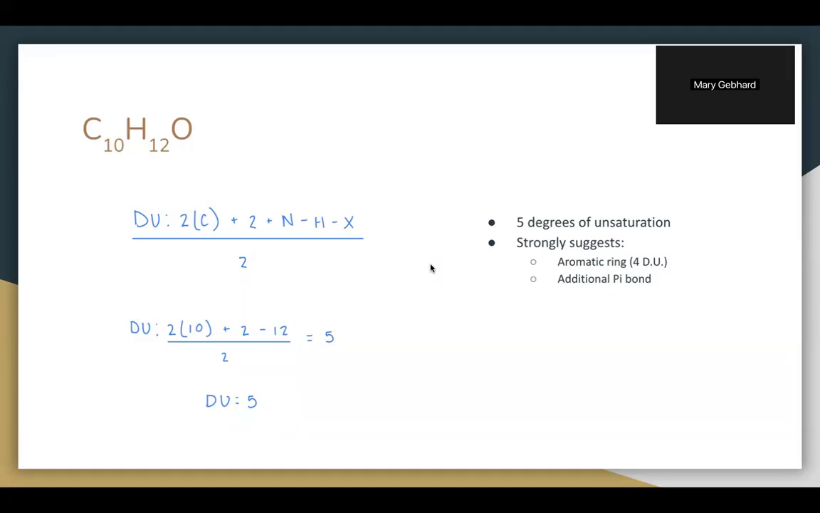These 5 degrees strongly suggest that there is an aromatic ring present and an additional pi bond present. 4 of those degrees coming from the aromatic ring, and then that additional one coming from the pi bond.